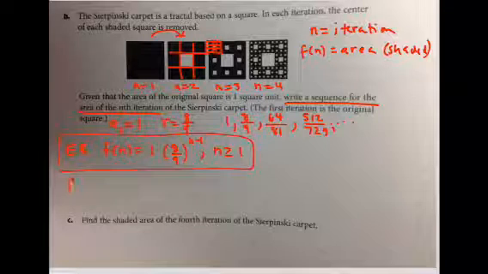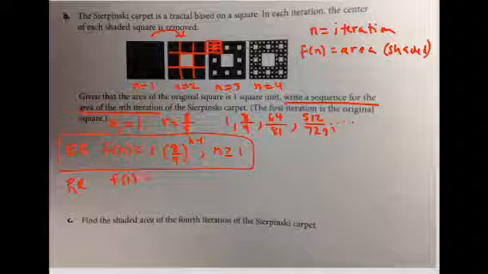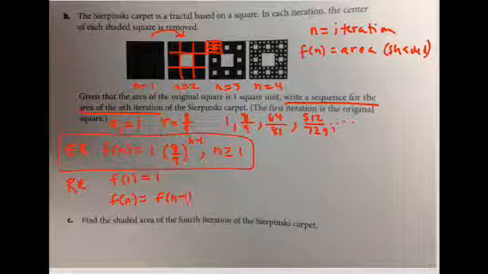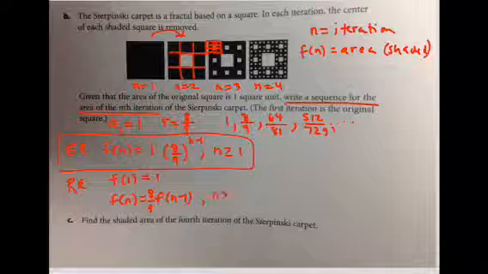So for the explicit rule, we're going to say f of n equals the first number times the ratio to the n minus 1 for all n greater than or equal to 1. For the recursive rule, remember you have to have the two parts, the beginning or at least one of the n values. So in this case, f of 1 equals 1, and then to get the next one, you take the previous number times 8/9, so I should put 8/9 in the front, for all n greater than or equal to 2.